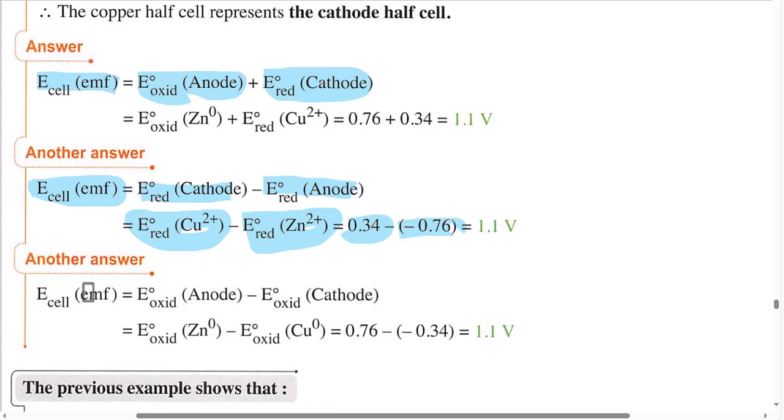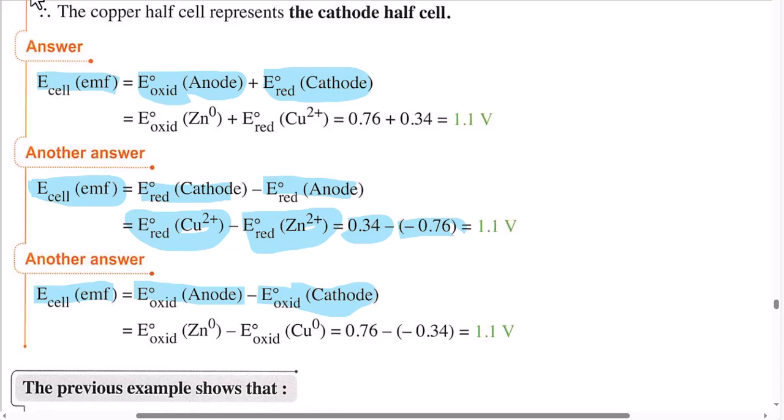We can also calculate it by the oxidation potential of the anode minus the oxidation potential of the cathode. So the oxidation potential of zinc minus the oxidation potential of copper 0, which is oxidized into copper positive 2. So 0.76 minus 0.34, which gives 1.1, in all cases 1.1.